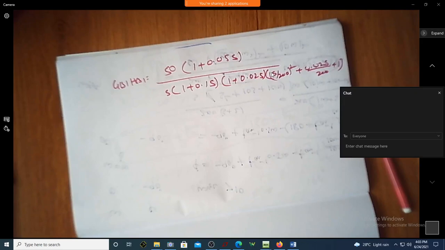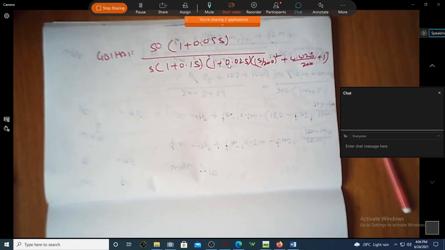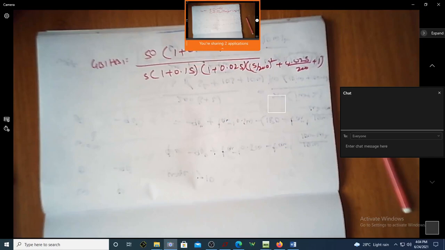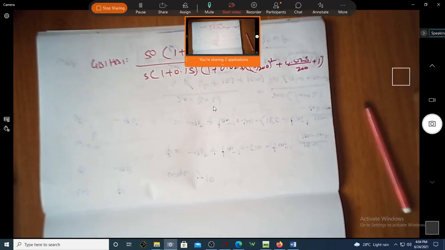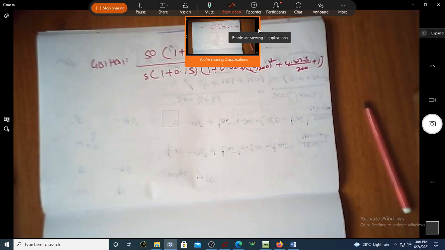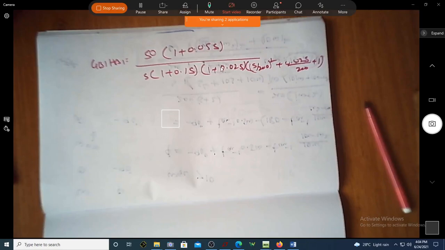Is the screen not visible? It went off again, it's going full green. Now the equation is fine, sir. I don't know what the network issue is.